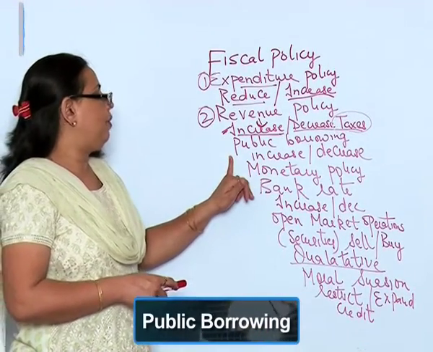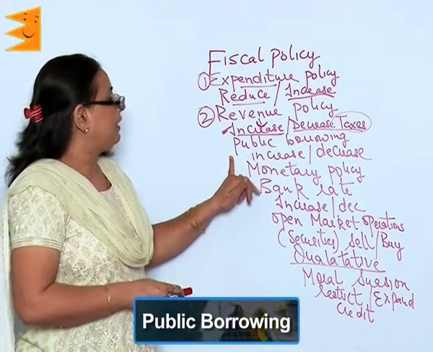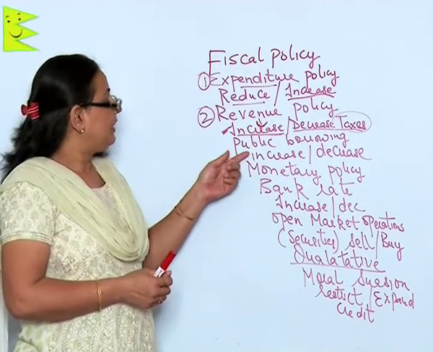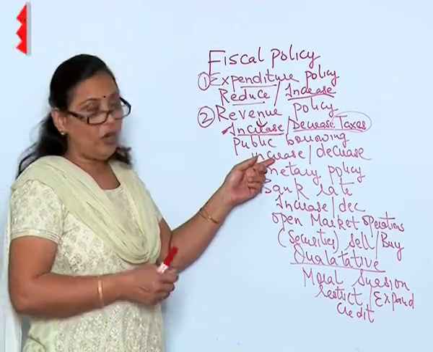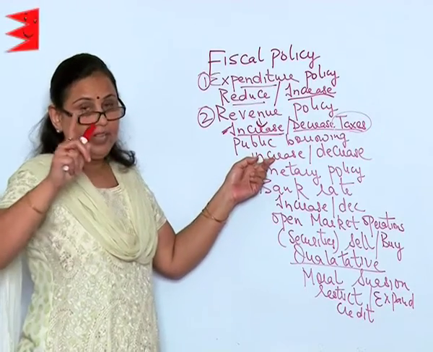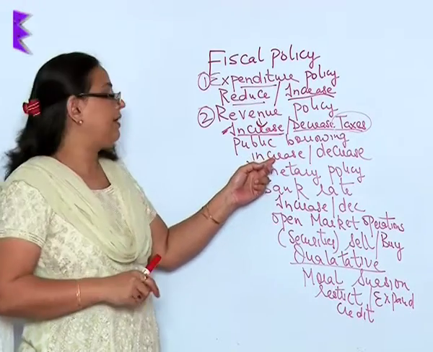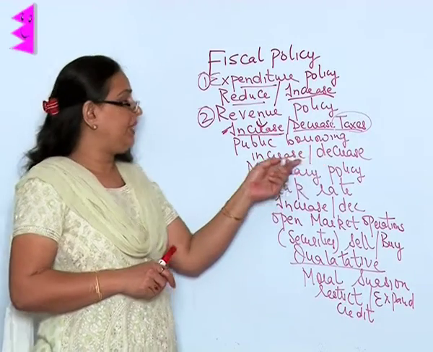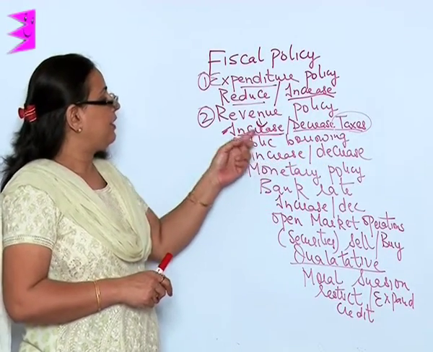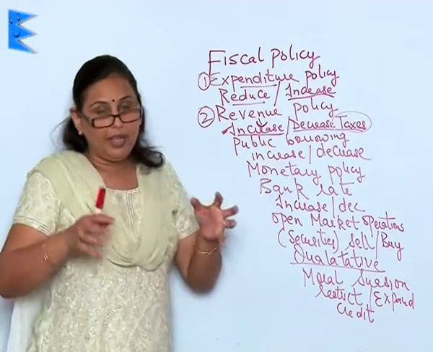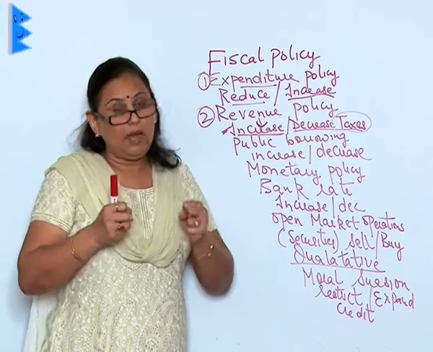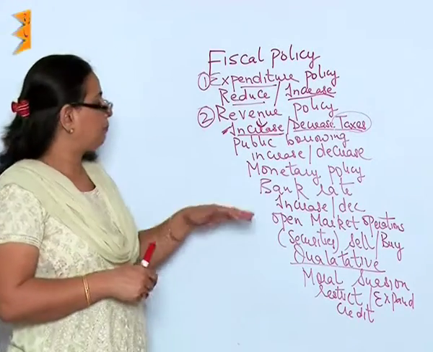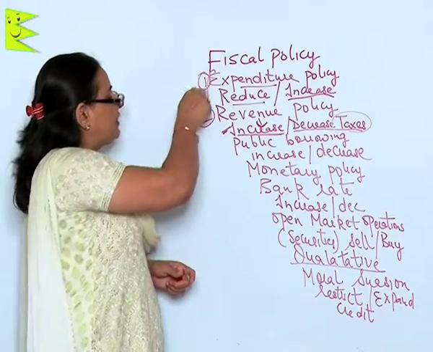Then public borrowing. Public borrowing, that is to say, what we take from the people, should increase when there is excess demand and should decrease when there is less demand. Again the factor remains the same. When it is more, people are going to have less to spend, and when they have less, the demand will come down. These were the fiscal policies.